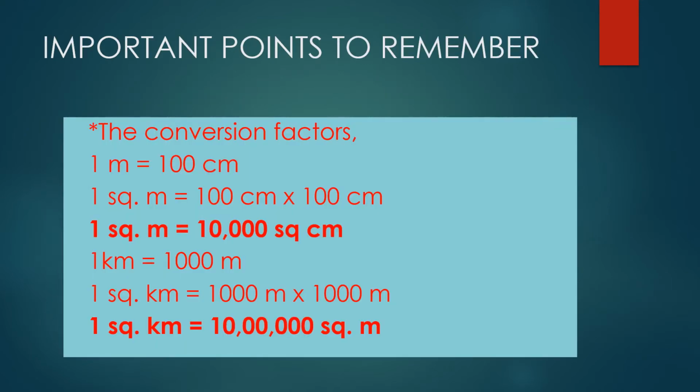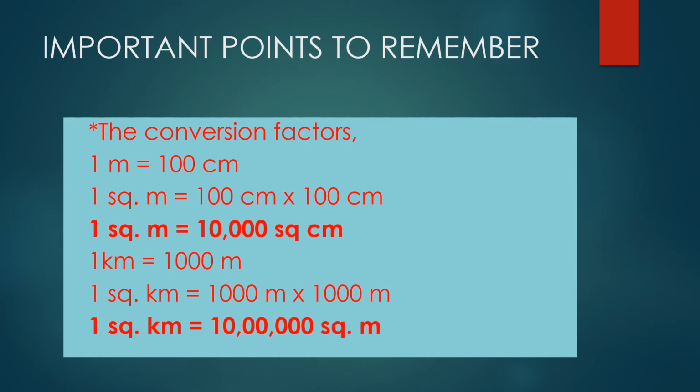Now, a very interesting thing in this chapter. I was talking to you about square units. Now here we will see a few conversion factors that we will be using while solving problems. We all know that 1 meter is equal to 100 centimeter. Now suppose there is a square of 1 meter side. So what could be its area? 1 meter into 1 meter is equal to 1 square meter.